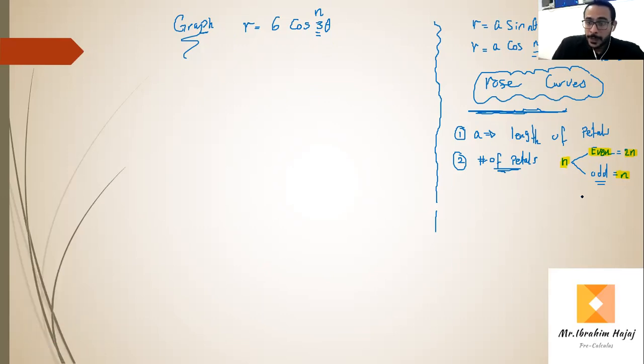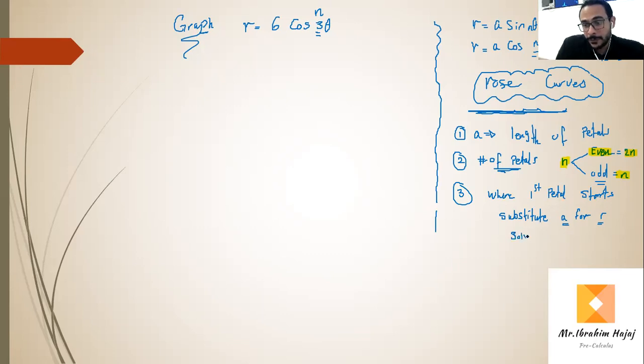Okay. Number 3, the third step you should do, guys, is to find where the first petal starts. The first petal starts by substituting, pay attention please, we should substitute A for R. Substitute A for what? For R. Okay, and solve for theta.